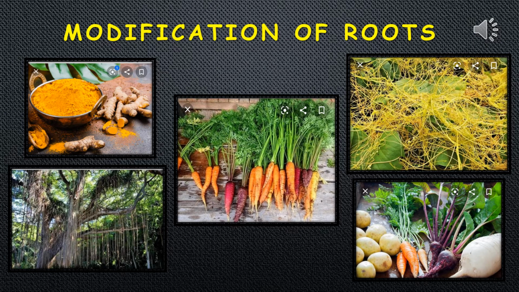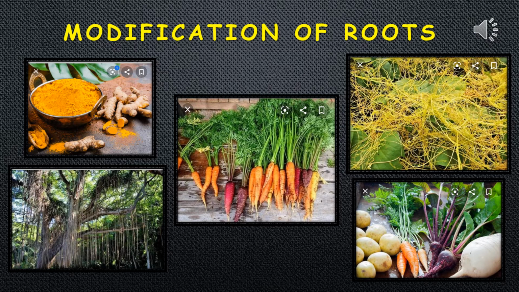In addition to those functions, they also get modified to do a lot. So now we are going to talk about the modifications of roots. Why they get modified is very important, so just keep this in mind. They are modified to absorb and transport water and minerals from the soil to different parts of the body of the plant. They are also modified for support, food storage and respiration.